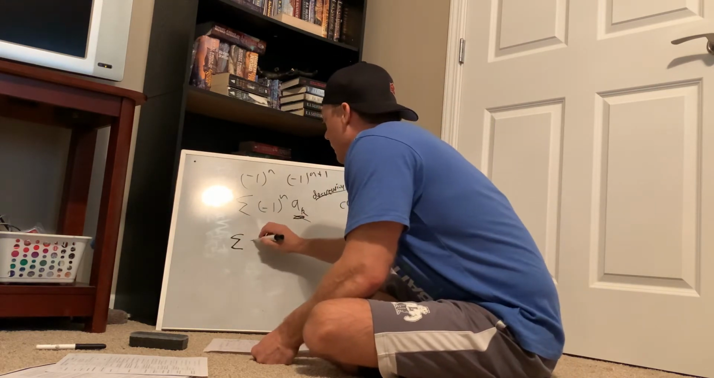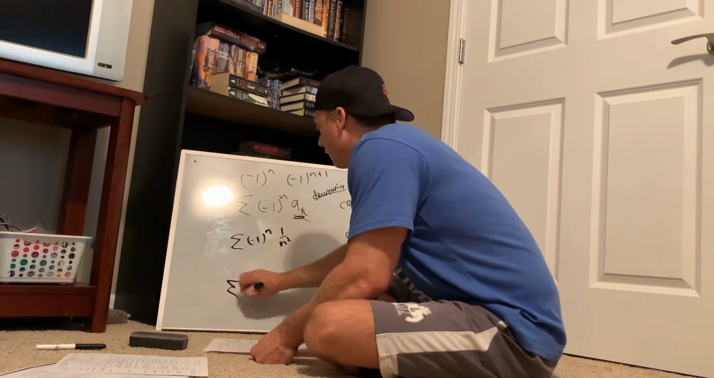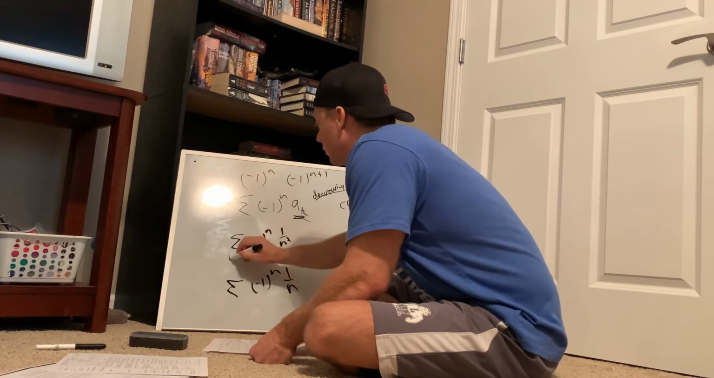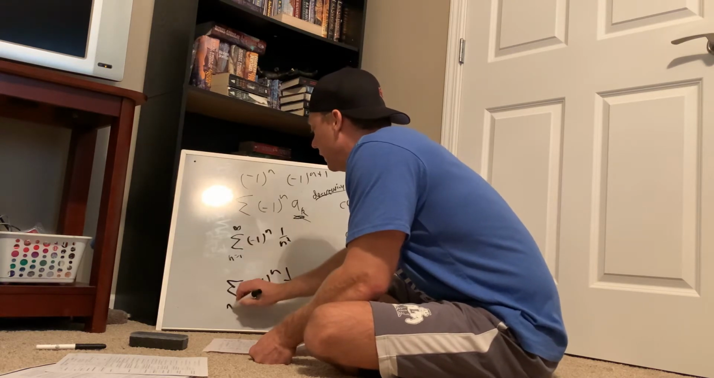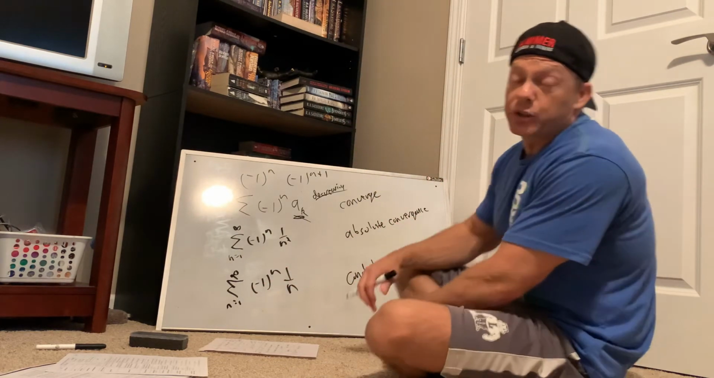So let me give you a couple of examples of what I mean by this. Here's one: the sum of -1 to the n times 1 over n squared, versus -1 to the n times 1 over n. Let's just look at these two, where n goes from 1 to infinity. So here are two different series. The question is, do they converge or diverge?